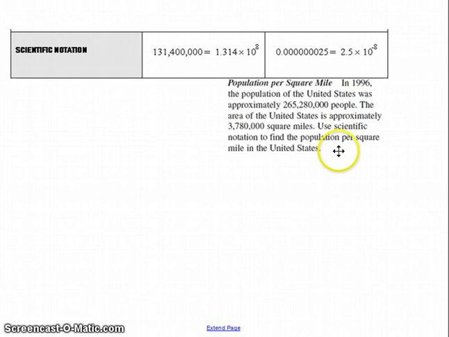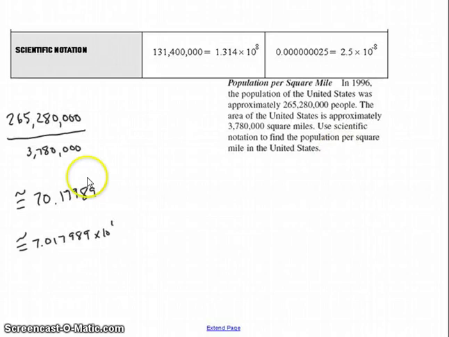I'm going to show you how to solve this one, and I'm going to have you solve a similar one. There are 2 ways to do this. In the first way, I go right to the calculator. I set it up just the way they've written it, 265,280,000 over 3,780,000. And my calculator, and I'm going to have to round this because it's a long decimal, says it's roughly 70.17989. Well, that's not written in scientific notation, and they asked you to do it that way.